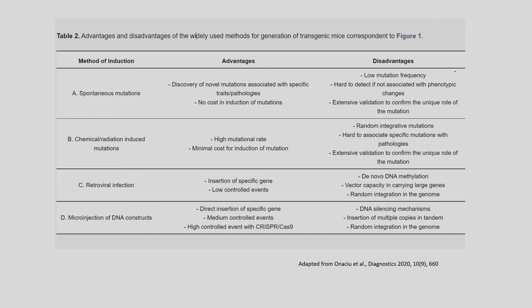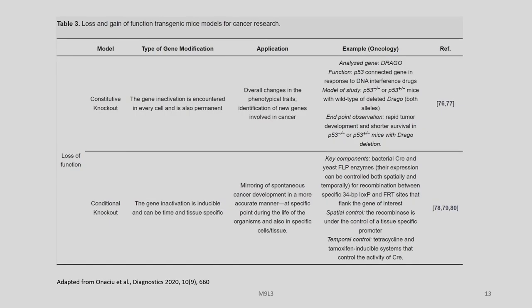High control event with CRISPR Cas9 utilization. The disadvantage is the DNA silencing mechanism and the insertion of multiple copies in tandem, with random integration in the genome. These tables show us a comparison between the loss and gain of function in transgenic mouse models for cancer research.